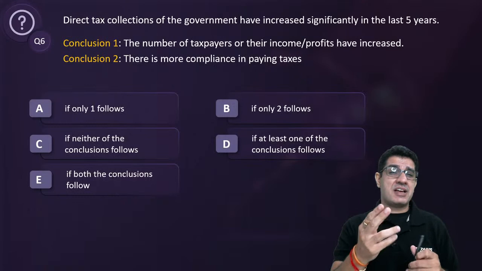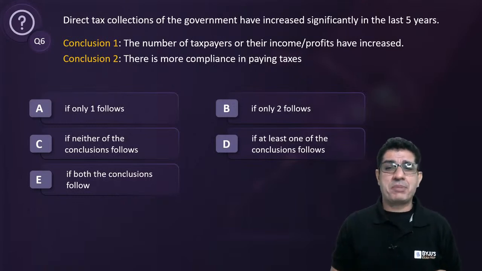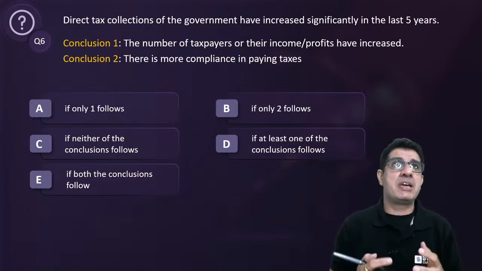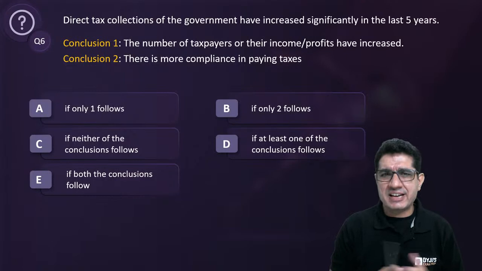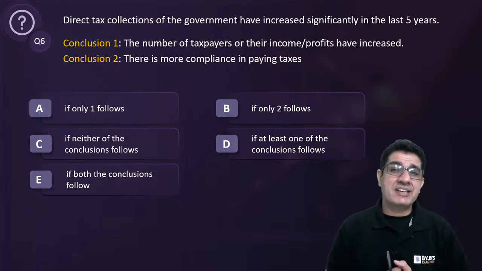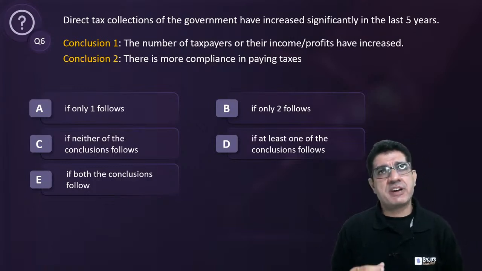Indirect taxes are opposite of that. They are paid to the government only if one makes a purchase of goods and services. Okay, so GST is an indirect tax. So what we know is that direct tax collection of the government have increased significantly in the last 5 years. So what does that tell us?